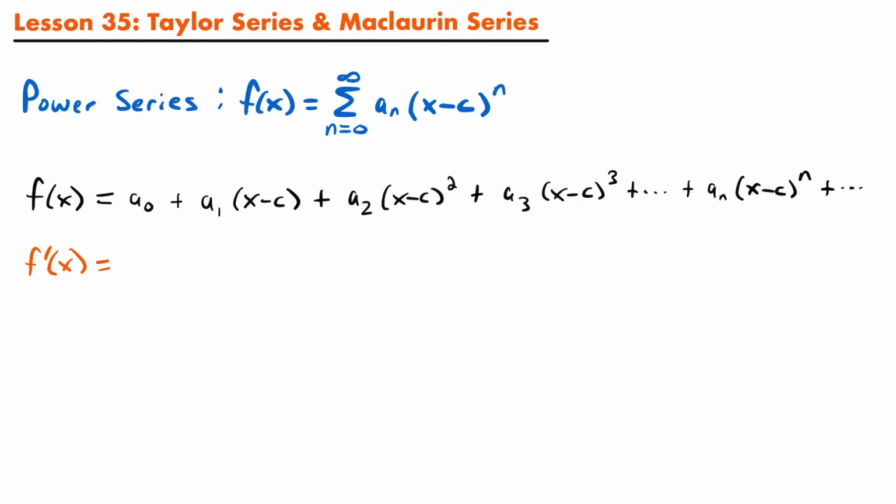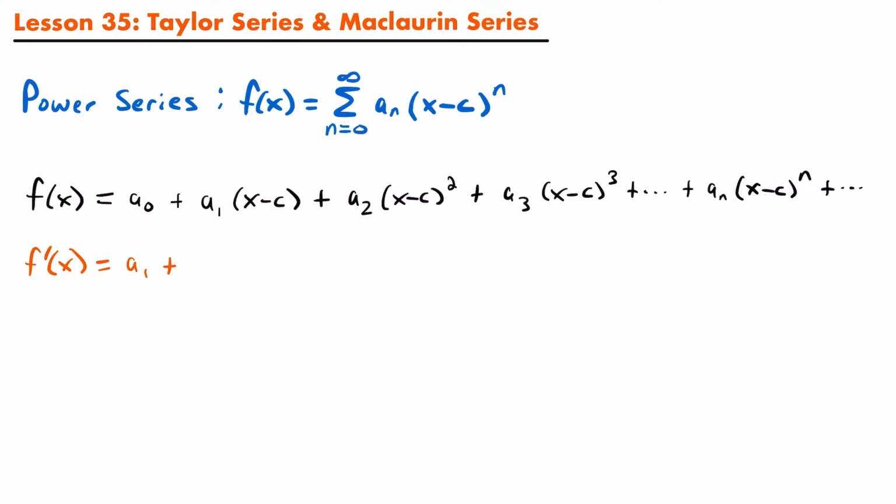And now let's take the derivative of our next term, a sub 1 times x minus c. In this case, the derivative will be equal to a sub 1 times the derivative of x minus c, and the derivative of x is 1, and the derivative of minus c, which is a constant, will just be 0. And so a sub 1 times 1 would be the derivative of this term, which is just a sub 1.